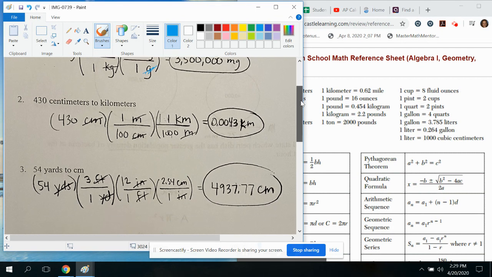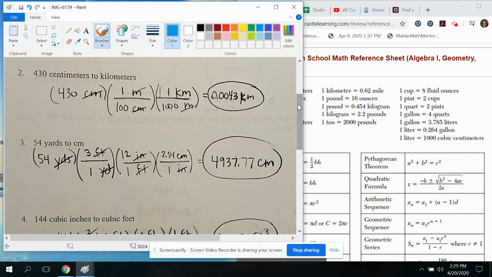The next one, we're going centimeters to kilometers. And just a reminder of the metric system, it's all about those prefixes. Centi means, I can think of it like century, 100. Kilo means 1,000. Milli, like millennium, means 1,000 as well, but the other way. So I have 430 centimeters. The next level, I guess you could say, would be meters. So for every 1 meter, there's 100 centimeters.